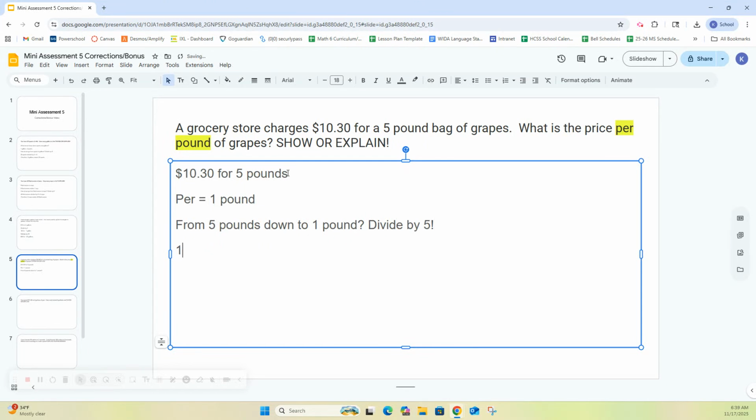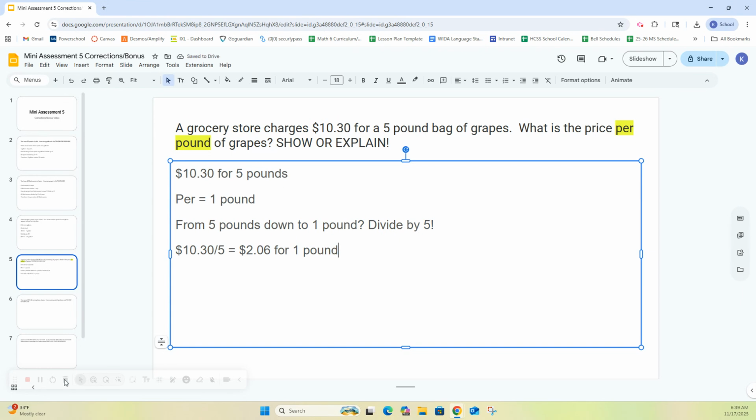All right, so $10.30 divided by 5. Let's kind of do this by the dollars and then by the cents. $10 divided by 5 is $2. 30 cents divided by 5 is 6 cents. So it would be $2.06 for 1 pound.